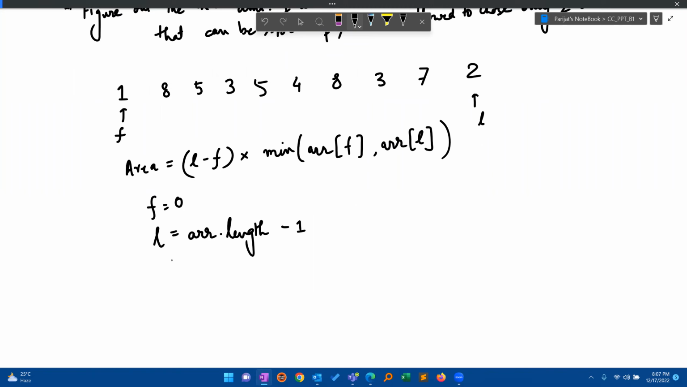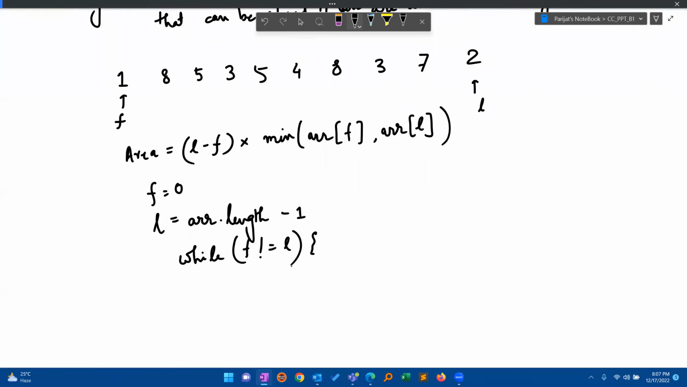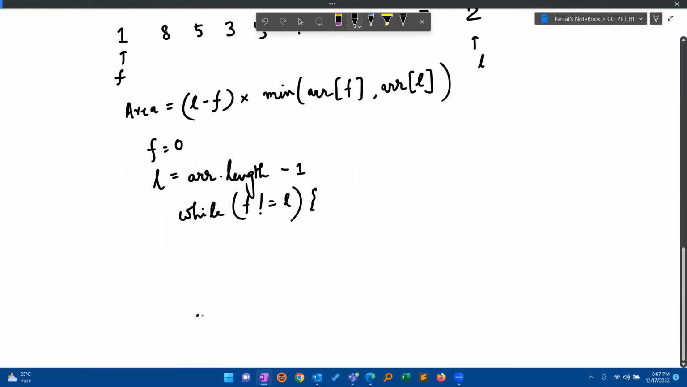Right? And what do we do here? So what will be my while condition? While first is not equal to last, because the moment first becomes equal to last, the width becomes 0. Right? So you don't need to worry about that. So your max anyway is 0 initially.